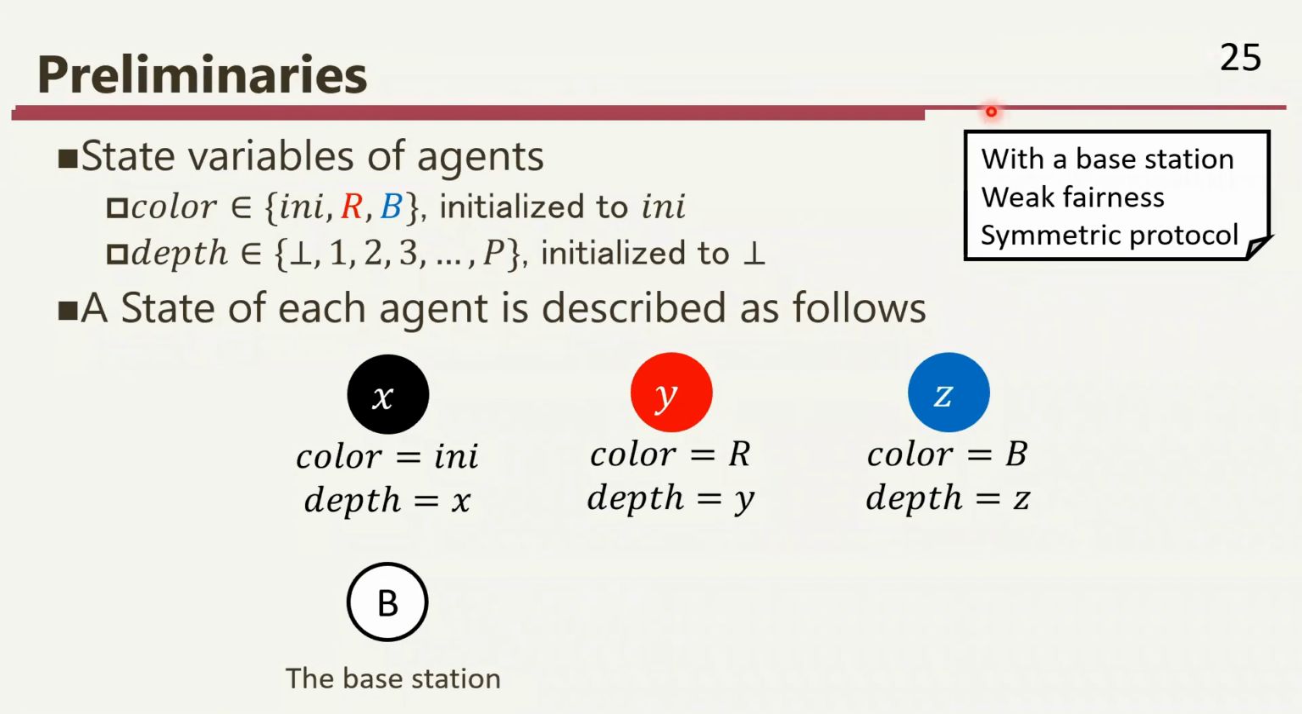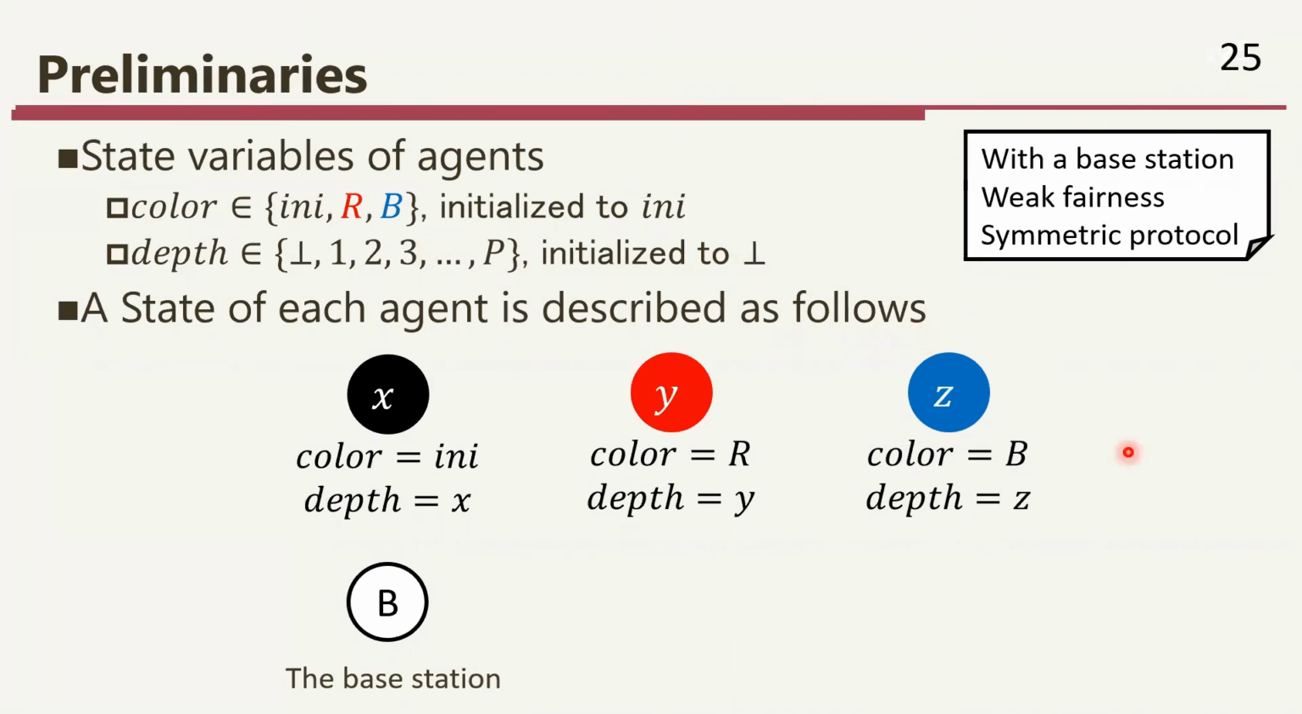From now, I explain the details. First, I show the preliminaries. Agents have state variables, color and depth. Variable color represents the color of agents. The color of Ini is black, R is red, and B is blue. Variable color is initialized to Ini. Variable depth means how far the agent is from the base station. Depth is initialized to bottom.